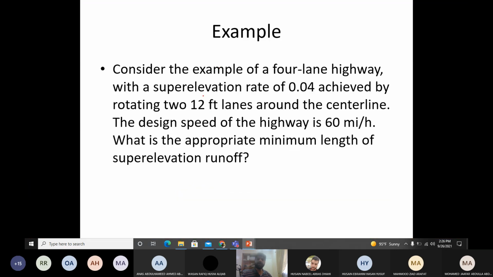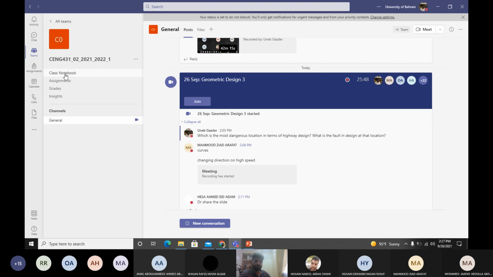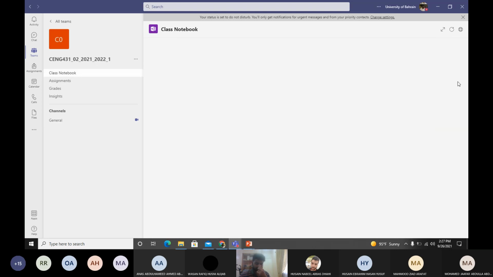Yeah. So we have a 4-lane highway, super elevation 0.04, rotating two 12-feet lanes. So that means it is undivided. Design speed is given. They want the minimum length of super elevation runoff, LR. Okay, so let me go here, start the notebook.